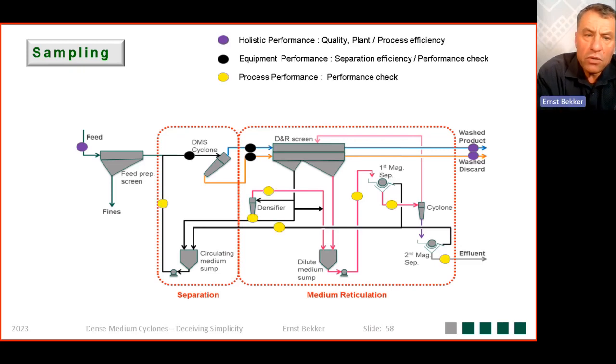Then there are also metallurgical checks: the circulating medium sump or feed line, the densifier overflow and underflow streams, the magnetic separator overdense streams, as well as the feed to the magnetic separator and the effluent streams. Those are just sampling points where checks can be conducted to ensure that the process is operating as efficiently as possible.